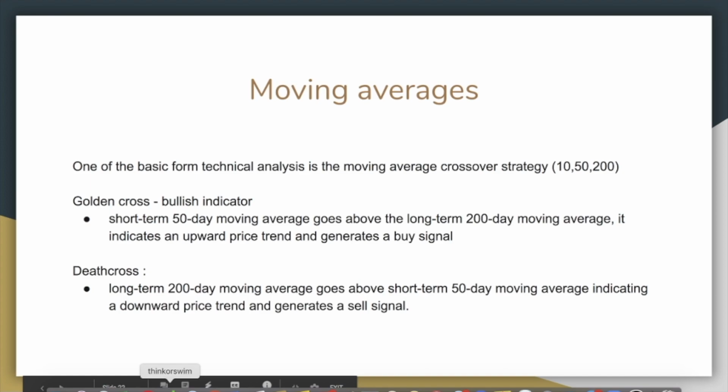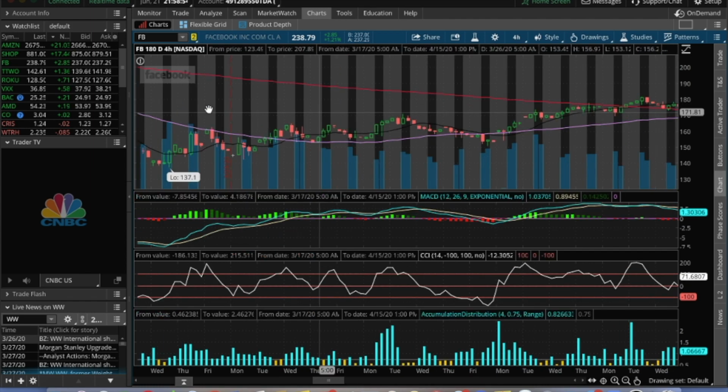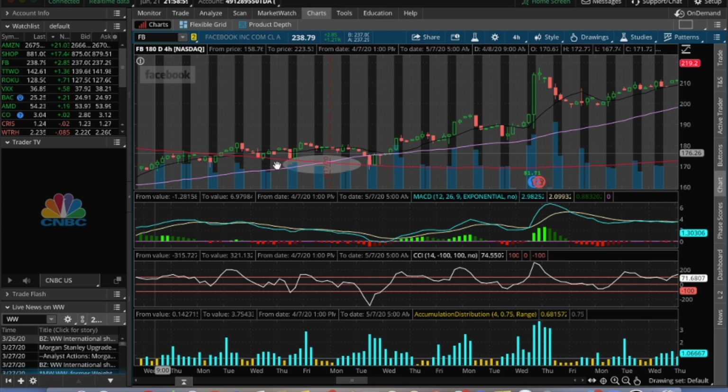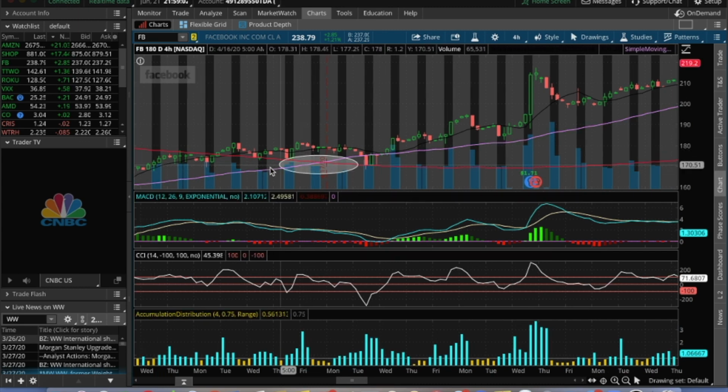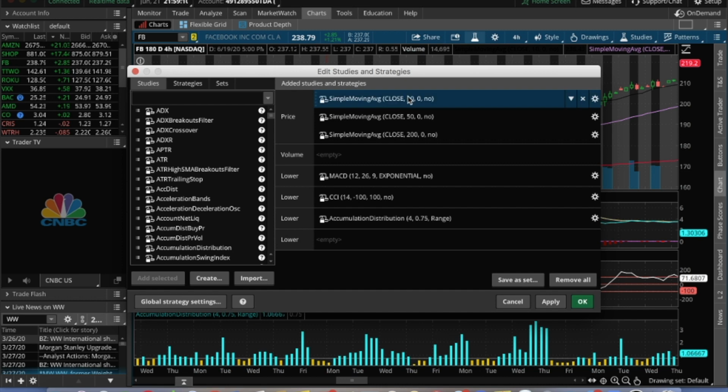Now I want to take the time to show you guys Facebook, which we've been trading for quite some time now. So Facebook over here, we had a great bullish indicator, right? So guys, the purple line is my 50-day, the black line is my 10-day, and the 200-day is my red line. Just so you guys can know.